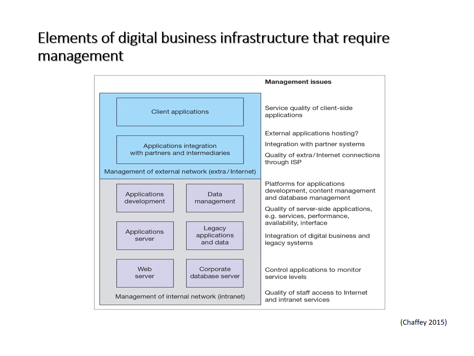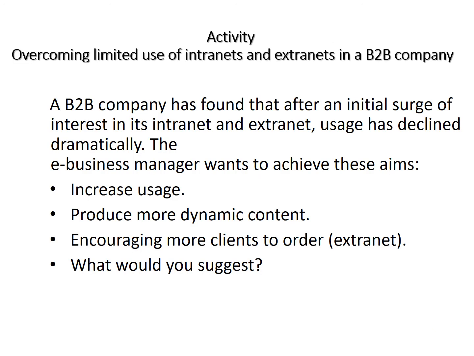Quality of service: application service performance, availability and interfaces, and the integration of digital business and legacy systems, as well as the control applications to monitor service levels and the quality of staff access to internet and intranet services. Again, these are some of the management issues of those different elements. We have an activity here: overcoming limited use of intranets and extranets in a business-to-business company. But we're not going to look at this one. We're going to move on.